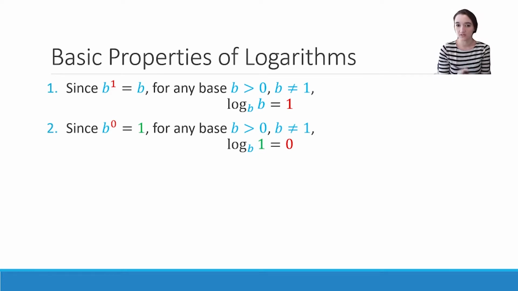Similarly, since b to the 0 is equal to 1 for any base b, again, greater than 0, not equal to 1, and all of our general properties for base b, b to the 0 equals 1. So 1 to the 0 is 1, but 2 to the 0 also 1, 3 to the 0, 7.5 to the 0. Those are all equal to 1. So if we switch this property into its logarithmic form, that means that log base b of 1 is equal to 0. So anytime your base matches the number that's in your logarithm, it simplifies to 1. But anytime it's just a 1 in your logarithm, it simplifies to 0.